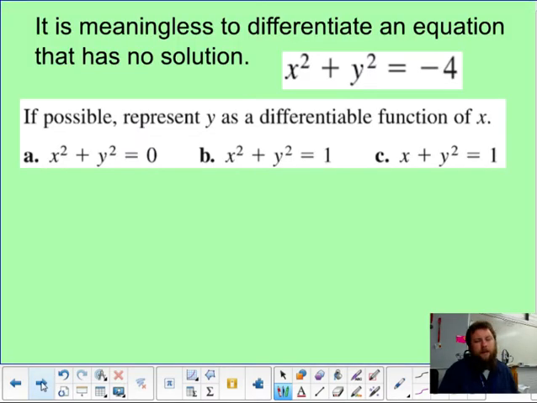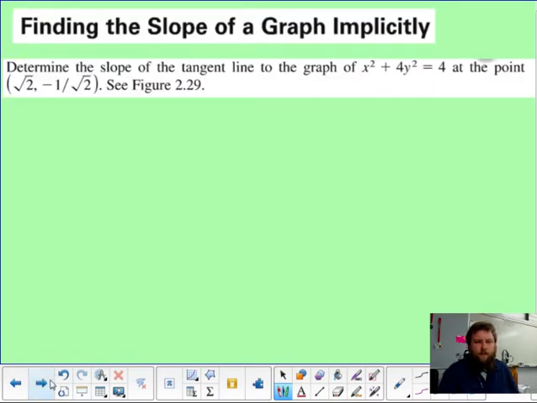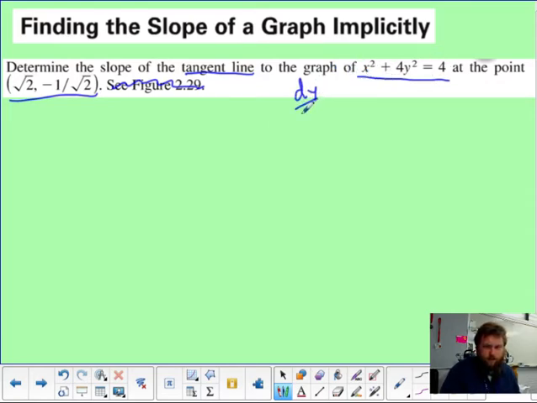Now, I'm going to skip this and do this in class. Now, I want to find the slope of a graph implicitly. So I want to determine the slope of the tangent line of the graph right here at this point. And we don't have the figure. We don't need to look at it. It's in the book. So what I'm going to do first is differentiate this function right here and find the dy/dx.